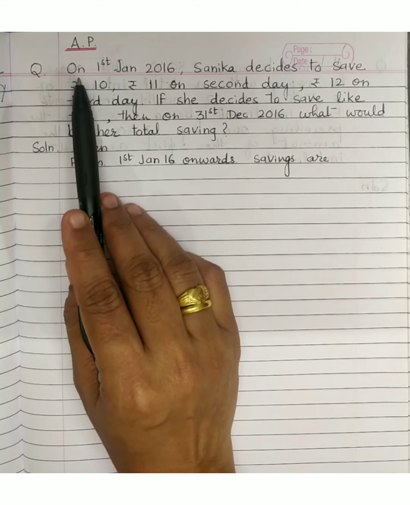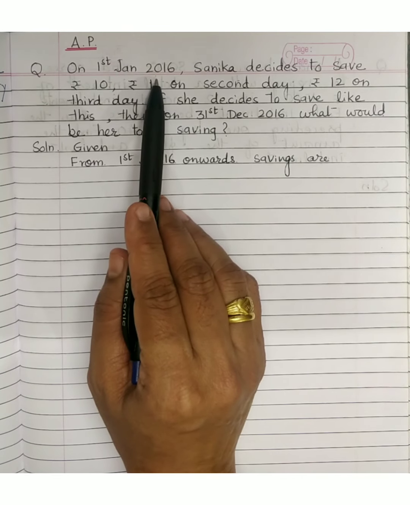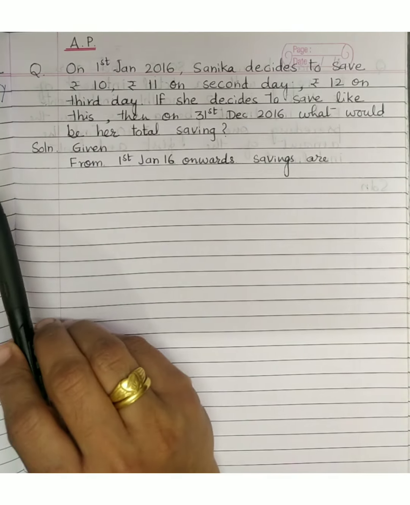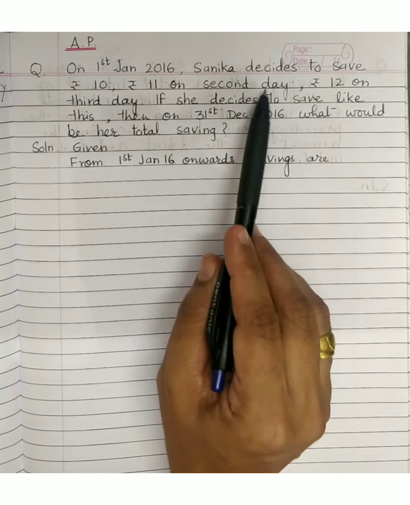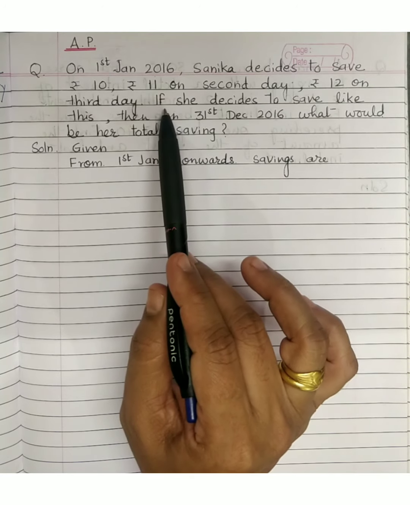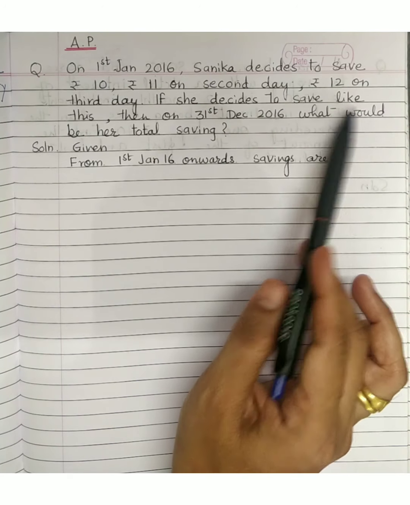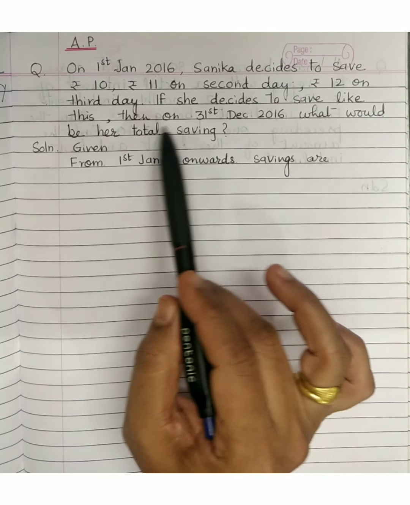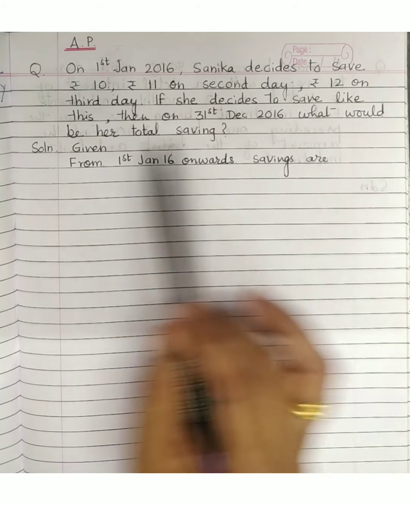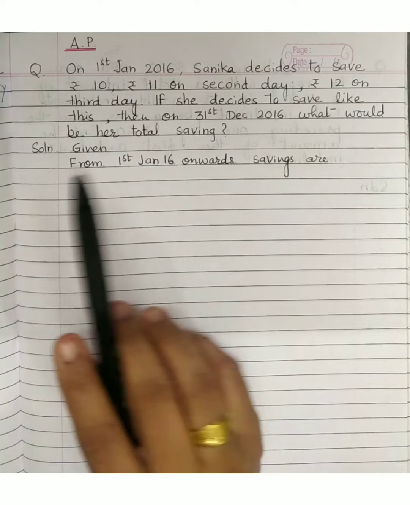First question you see: on 1st Jan 2016, Sanika decides to save rupees 10, rupees 11 on second day, rupees 12 on third day, like this way. If she decides to save like this, then on 31st December 2016, what would be her total saving?